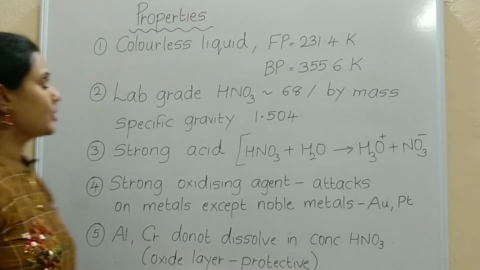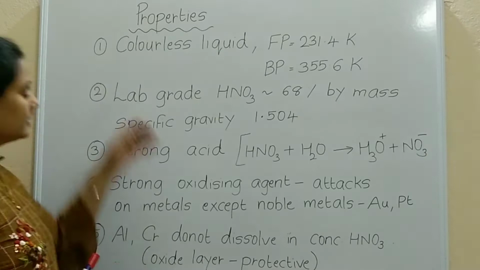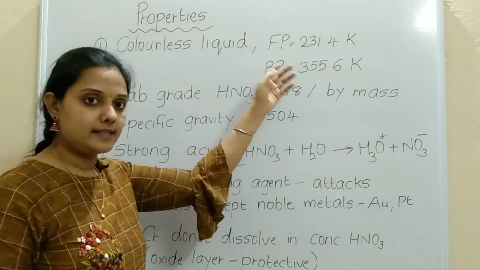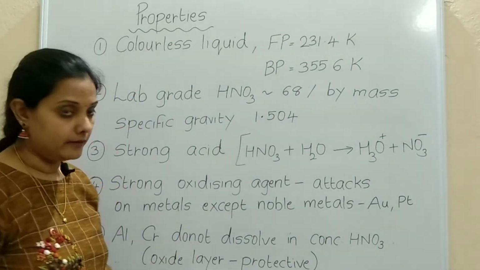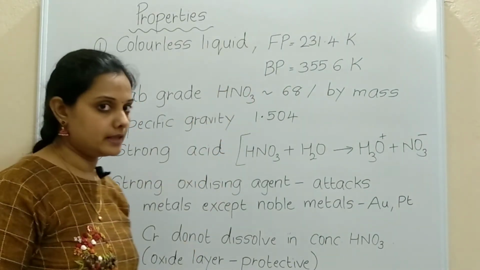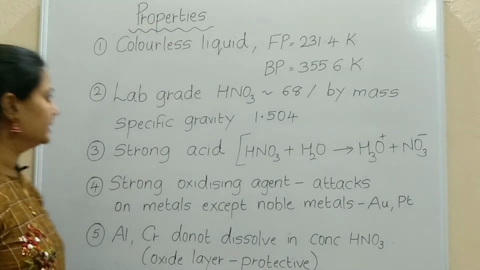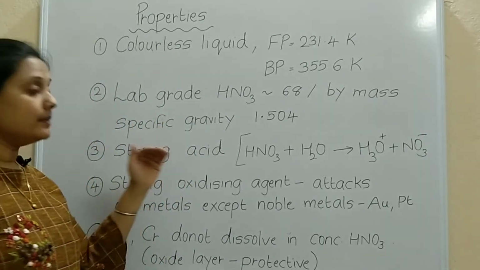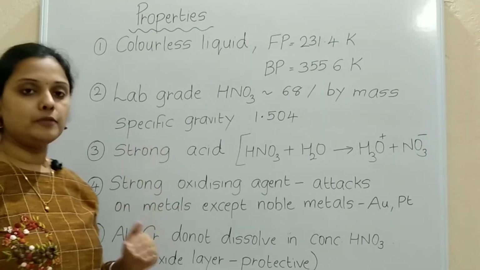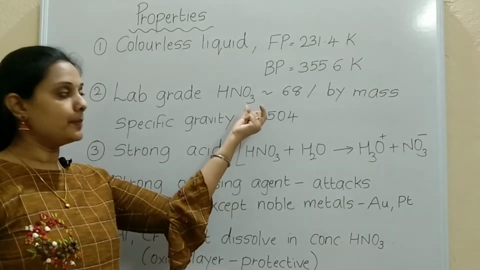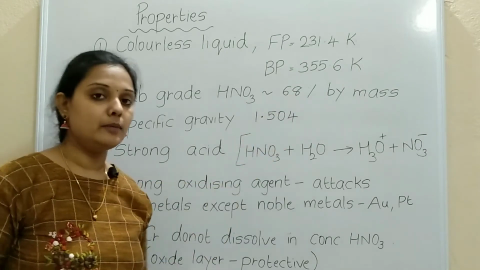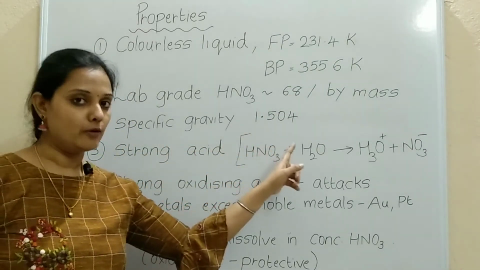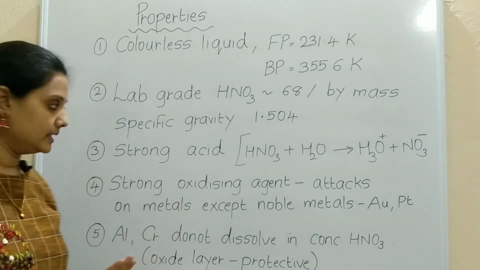So check the properties of nitric acid. It is a colorless liquid and freezing point is 231.4 Kelvin and boiling point is 355.6 Kelvin. Lab grade HNO3, that means the nitric acid which we are using in the lab, is approximately 68% by mass and its specific gravity is 1.504, that is the density.